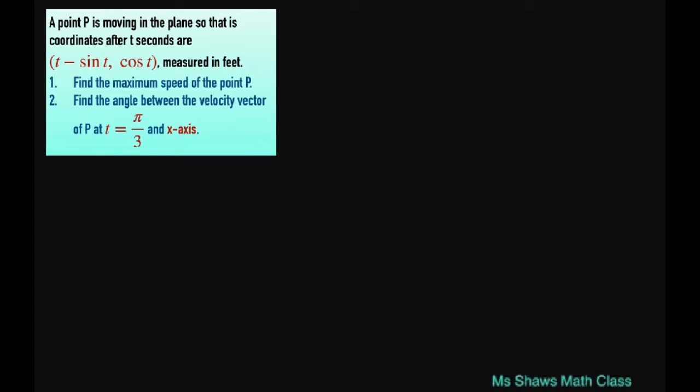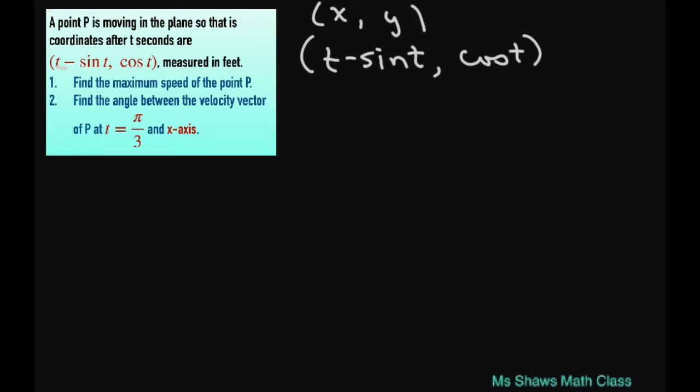All right, the first thing we have to do is find the velocity vector. We're going to have to differentiate our x and our y. Our x is t − sin t, and our y is cos t. So let's go ahead and do that.